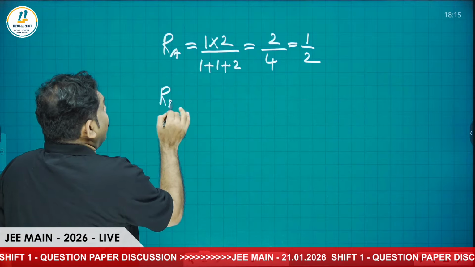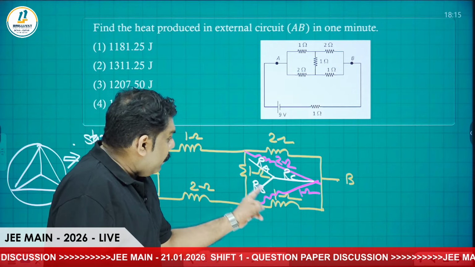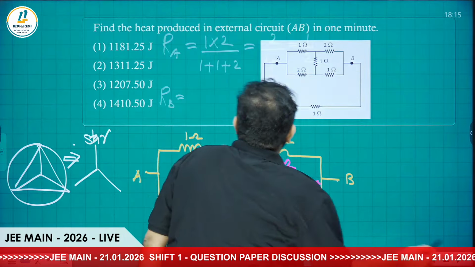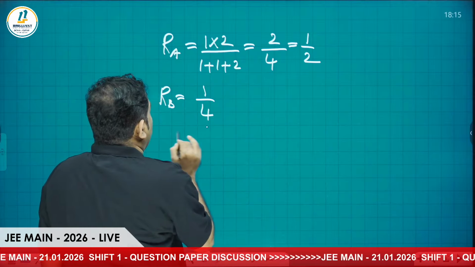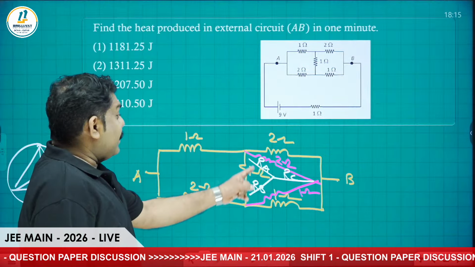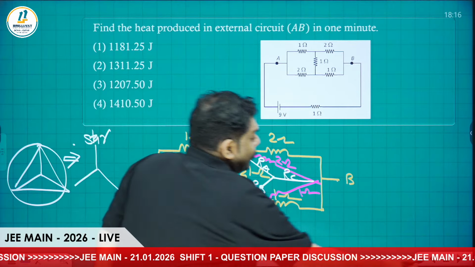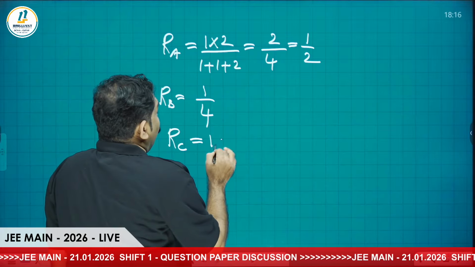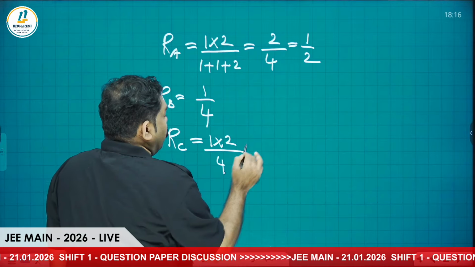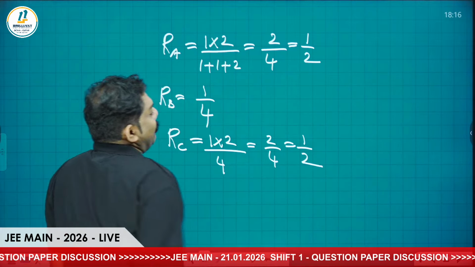And then RB we can calculate. What are the adjacent resistances? Look, 1 and 1. The sum will be the same. So that is equal to 1 by 4. And we have RC. What is RC coming? RC is equal to here this one. So 2 into 1 by the sum of the resistances, which is the same. So that is 1 into 2 divided by 4, equal to 2 by 4, equal to 1 by 2.